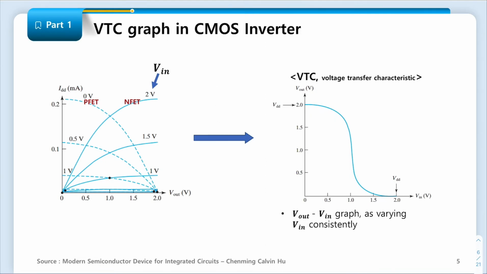The VTC graph is a kind of intersection graph of the NMOS and PMOS IV curves in the CMOS inverter. So just by plotting the intersection points of PMOS and NMOS with varying input voltage, finally we could get the VTC graph, which shows us the input-output characteristic of the CMOS inverter.